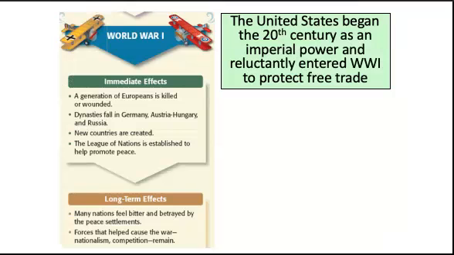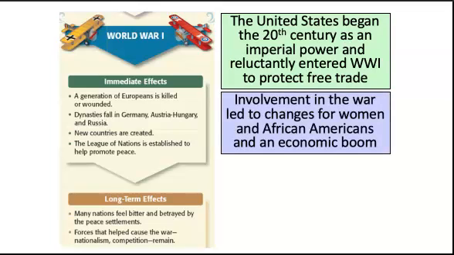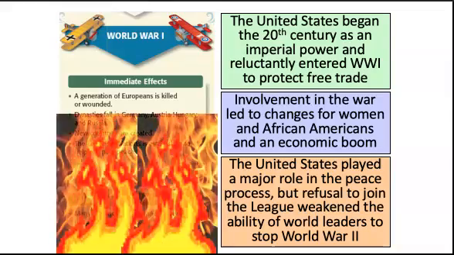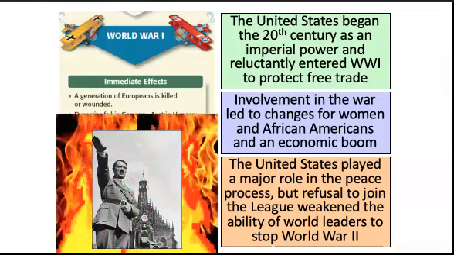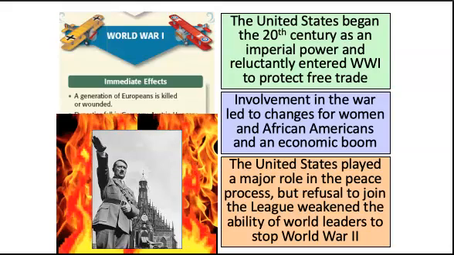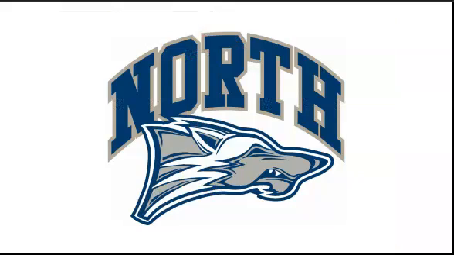Now, as a result of World War I, the United States is going to begin the 20th century as an imperial power. And although we reluctantly entered World War I to protect free trade, our involvement in the war led to many domestic changes that we'll talk about in a subsequent lecture. And the United States will play an important and major role in the peace process. But our refusal to join the League weakened the ability to stop world leaders and eventually to stop the outcome of World War II. Well, that's all of our lecture for today.